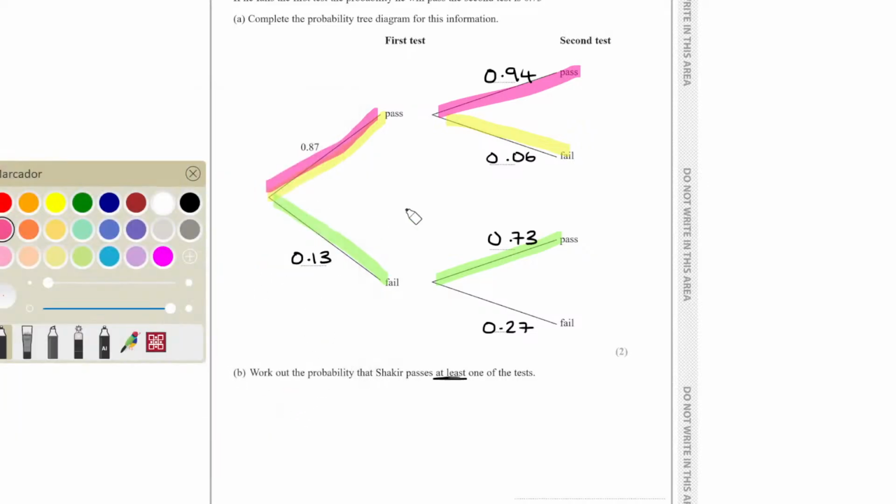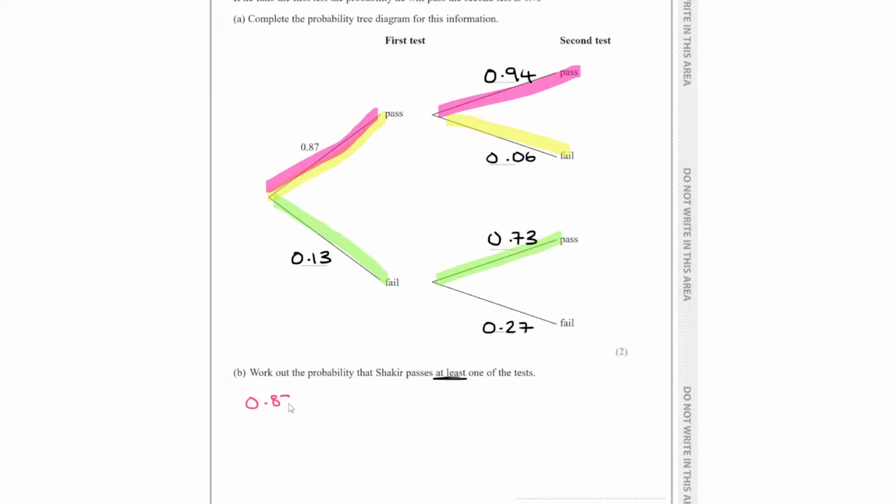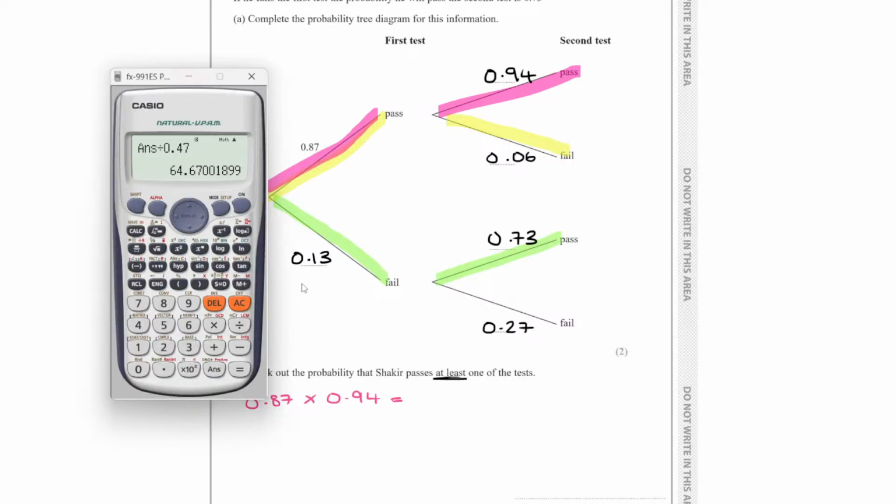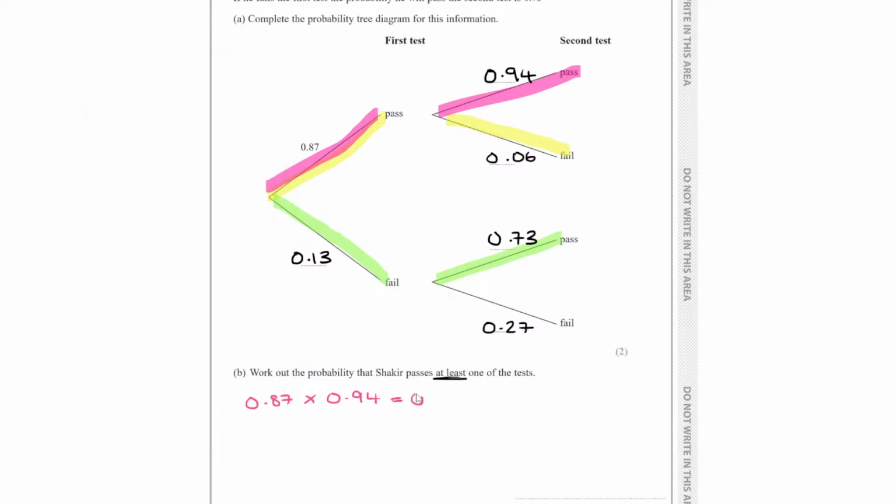So for the pink one, the probability that he will pass both, when you're working with probability trees, so it's saying pass and pass, it means multiply because it's the and rule. So if I pass the first one is 0.87, I pass the second is 0.94 multiplied. Grab the calculator obviously. Multiplied by 0.94 gives me 0.8178. That's the probability that he will pass both, okay?